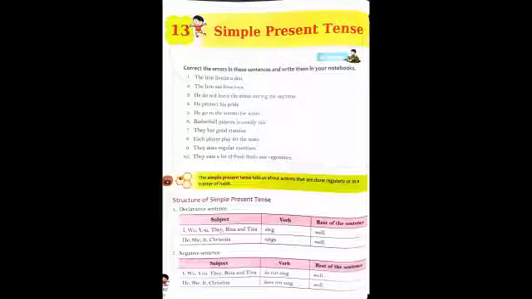So what is simple present tense? Simple present tense tells us about actions that are done regularly or as a matter of habit. I already told you that habits, regular events, current situations, general truths, or facts all come in this. All the actions that are done regularly or as a matter of habit are called simple present tense. Now you will see the structure of simple present tense.